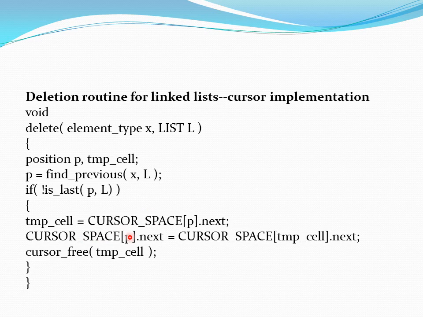Then cursor_space[P].next, the search element's previous element's next position, equals cursor_space[temp_cell].next. Temp cell's next contains the next element's index value. So we are storing the next element's index value into the previous element's next field. After storing the index, we free the temp cell using cursor free.